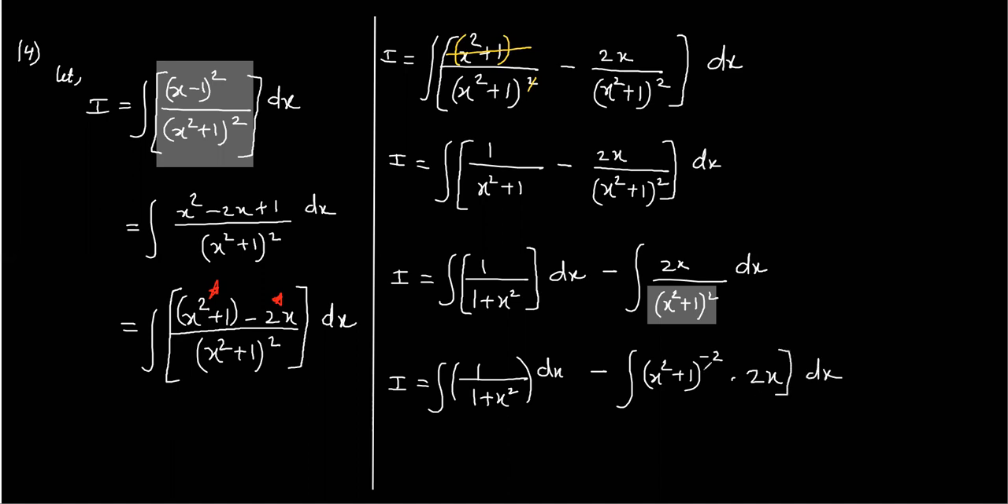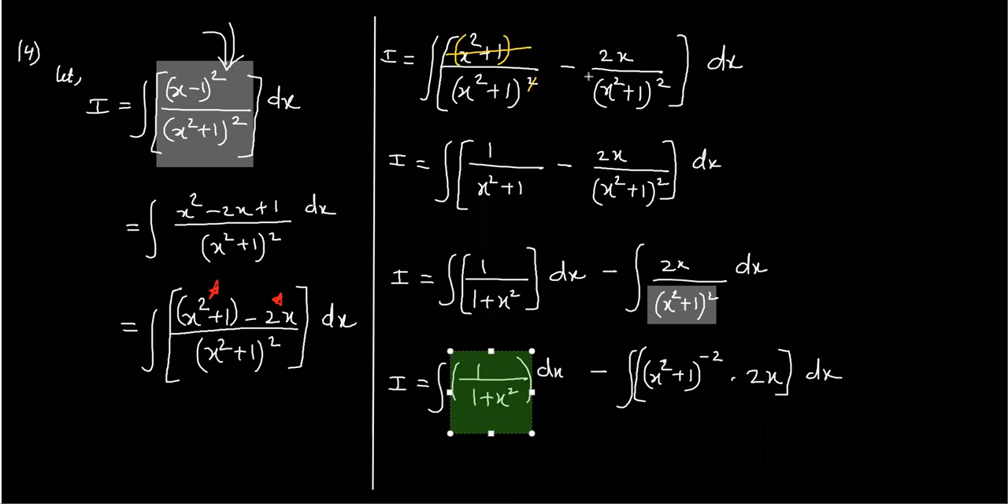See, this is all known as manipulation. I am trying to write the given function into a form where I could apply the result. And finally, I succeed. How? I will tell you. Look at this one, 1 upon 1 plus x square.